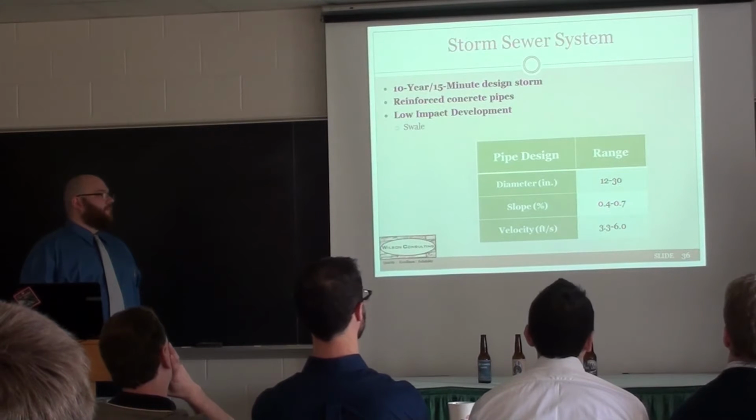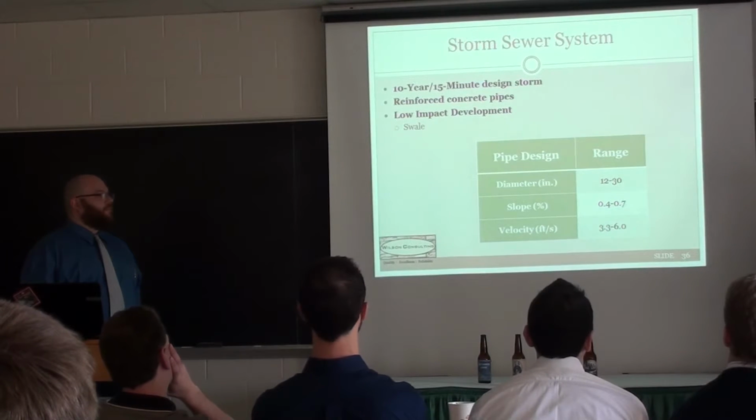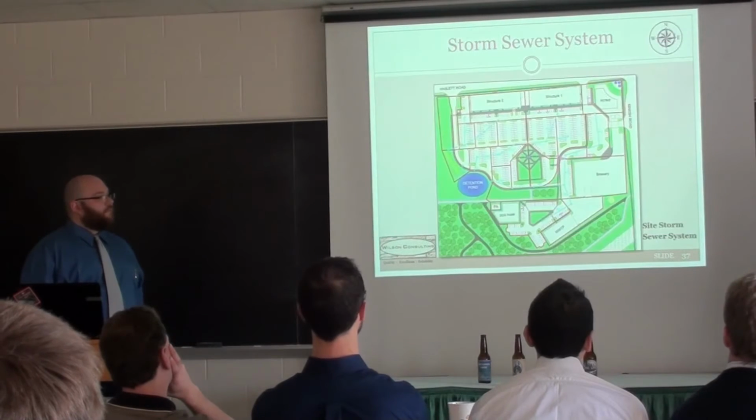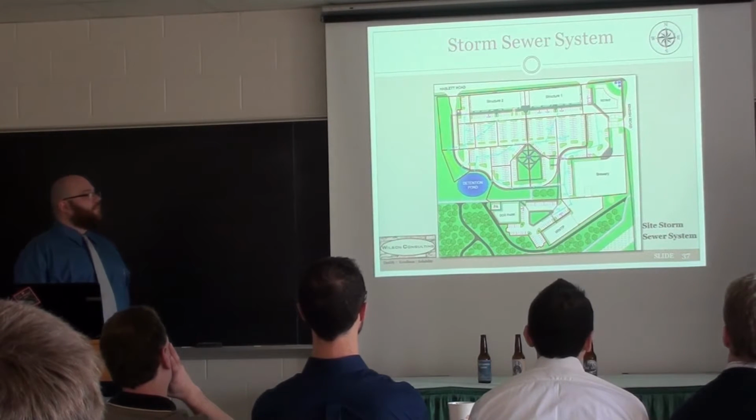For the Ingham County Drain Commissioner rules, the velocities must be between 3 and 10 feet per second. Under 3, there will be sedimentation in the pipes, in which there will have to be a more rigorous maintenance schedule, and anything over 10 feet per second, there will be scouring, and the pipes may need to be replaced more often. So this is the proposed storm sewer system.